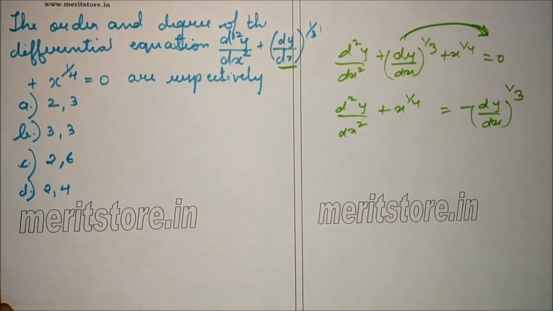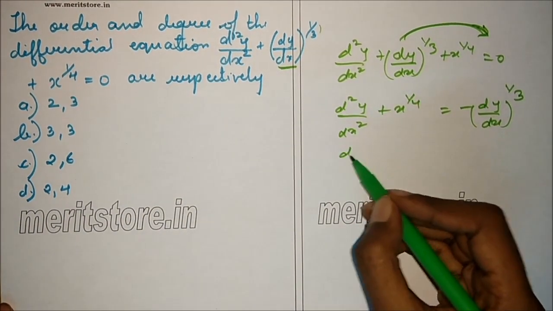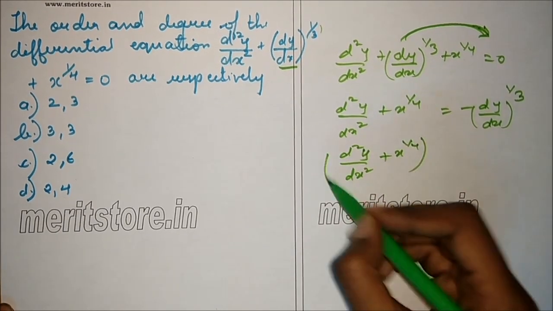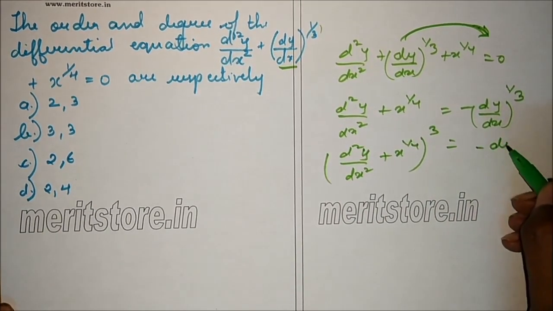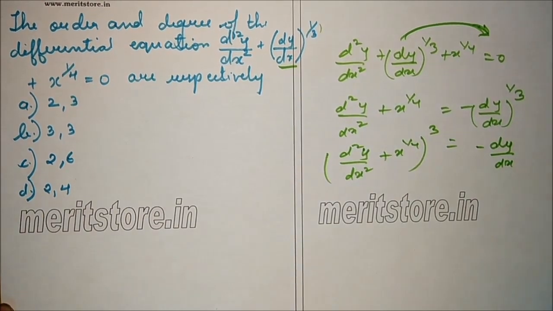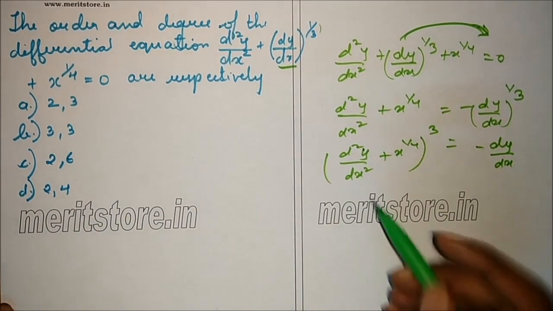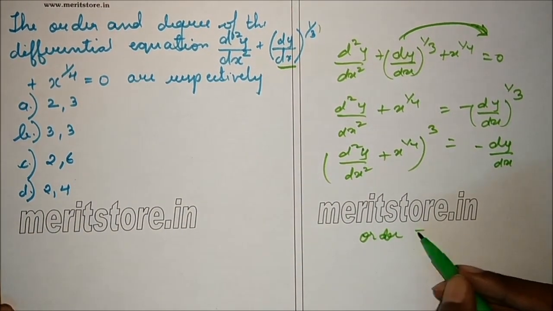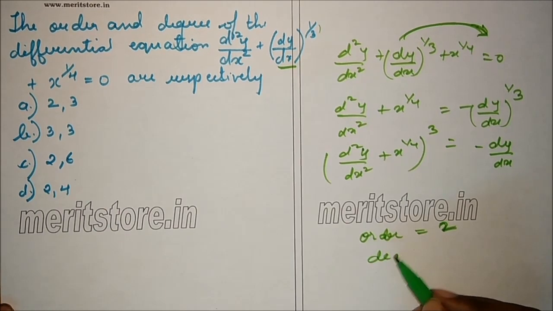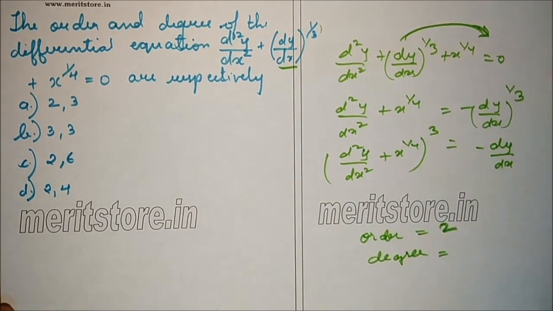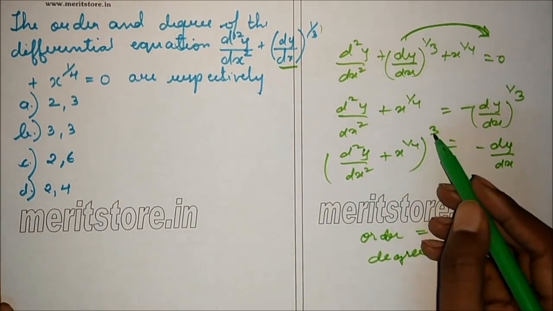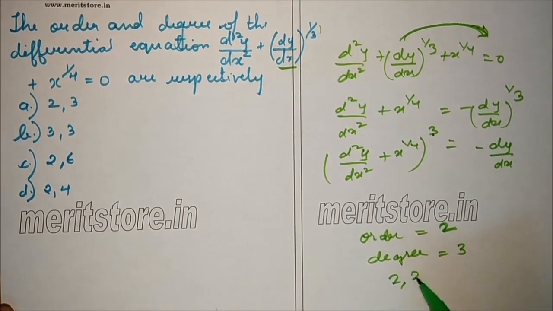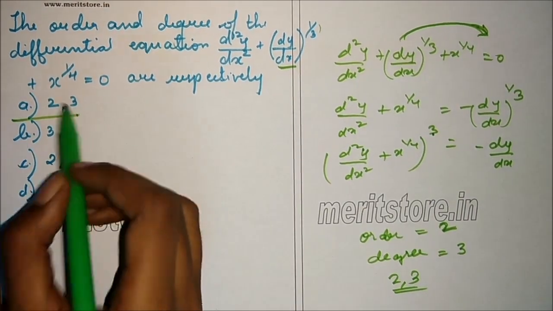So taking the cube on both sides, we can say (d2y/dx² + x^(1/4))³ = -dy/dx. So from here we can see the highest order of the differential equation is 2, and the degree will be the power of this order, that is 3. So order and degree will be 2, 3 respectively, which is option A.